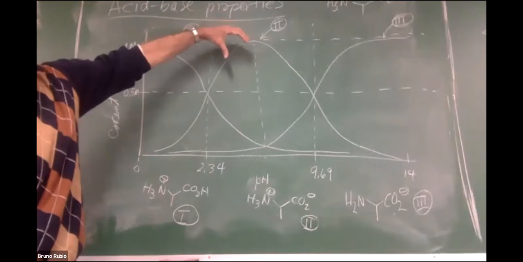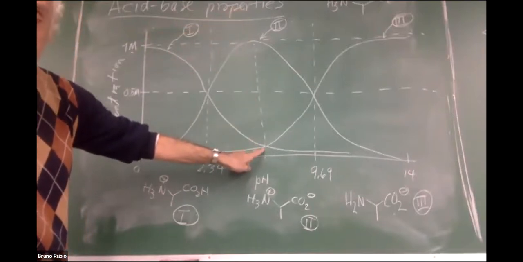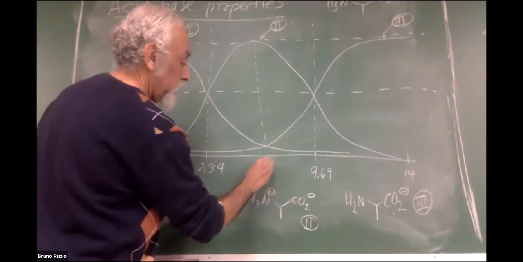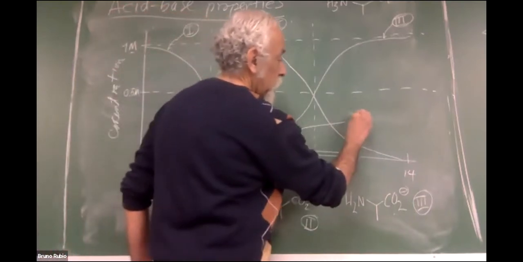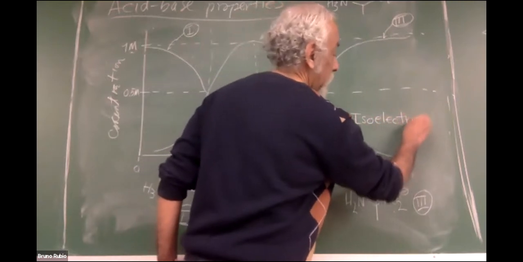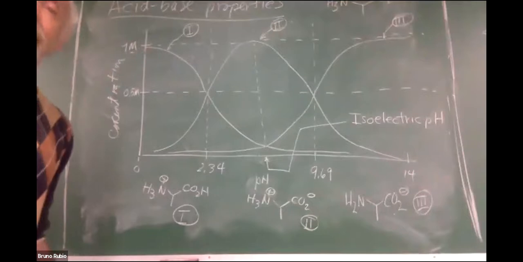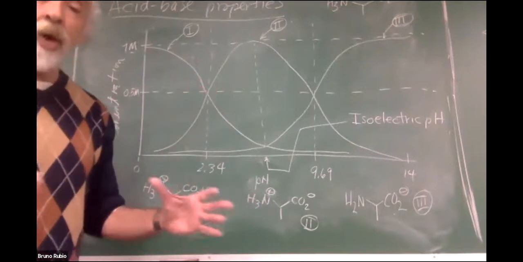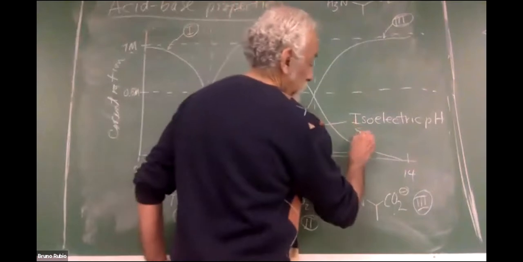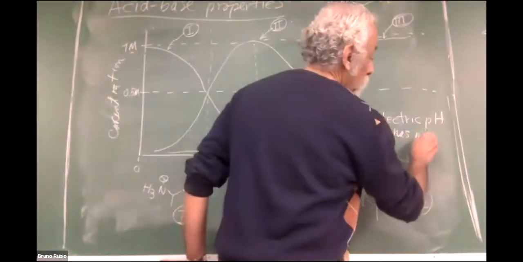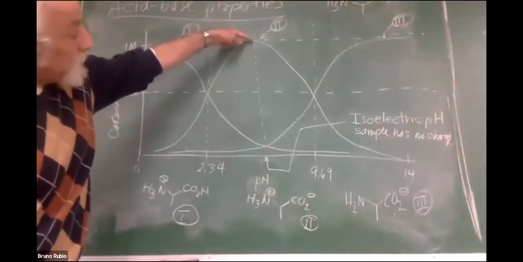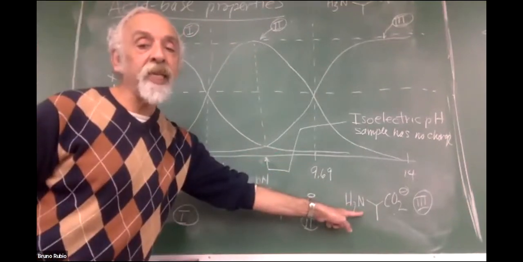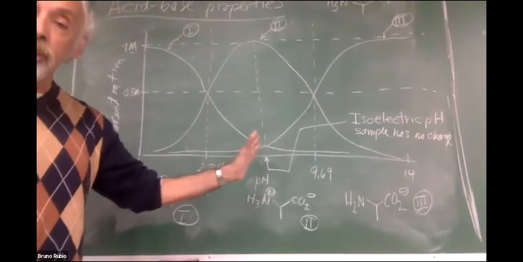So the top of this curve, which sits right above where these two lines intersect, this pH right here is called the isoelectric pH, or the isoelectric point. And it is the pH at which the sample of amino acid is neutral. The sample has no charge. The dominant form is neutral, and the concentration of the +1 guy is exactly equal to the concentration of the -1 guy, so that this whole sample is neutral, has no charge.